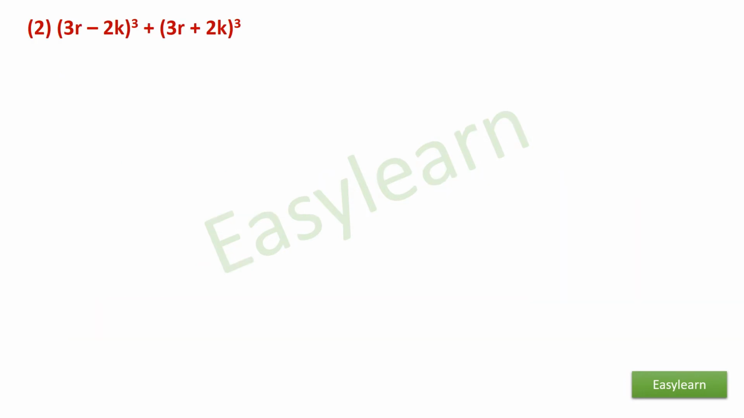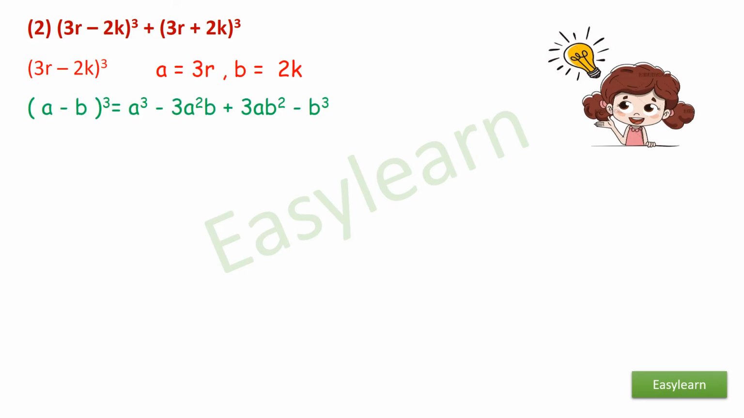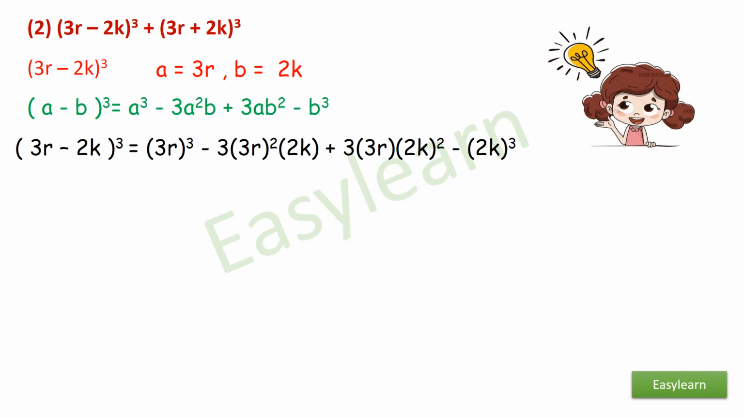Question number 3. 3r minus 2k the whole cube plus 3r plus 2k the whole cube. The first bracket, that is 3r minus 2k the whole cube. The value of a is 3r, b is 2k. So we are going to use a minus b the whole cube, which is equal to a cube minus 3a square b plus 3ab square minus b cube. Substitute the values, we get 3r minus 2k the whole cube is equal to 3r the whole cube minus 3 into 3r the whole square into 2k plus 3 into 3r into 2k the whole square minus 2k the whole cube.